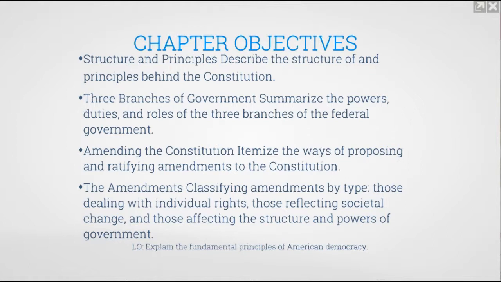Under Section 3, amending the Constitution, our objectives are to itemize the ways of proposing and ratifying amendments to the Constitution. And finally, under Section 4, the amendments, our objective is classifying amendments by type: those dealing with individual rights, those reflecting societal change, and those affecting the structure and the powers of government.